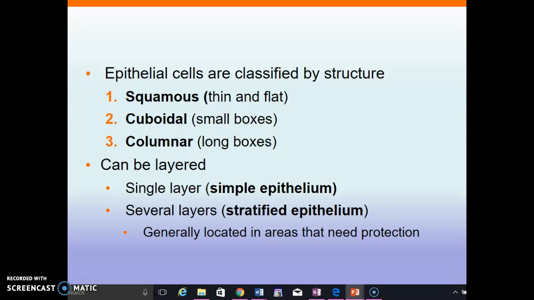Epithelial cells can be classified by structure. They can be thin, they can look like cubes, or they can look like rectangular boxes. Those terms are squamous, cuboidal, and columnar. Epithelial tissues are also classified by number of layers. A single layer is simple, several layers are stratified.